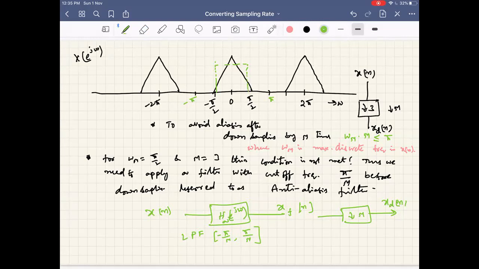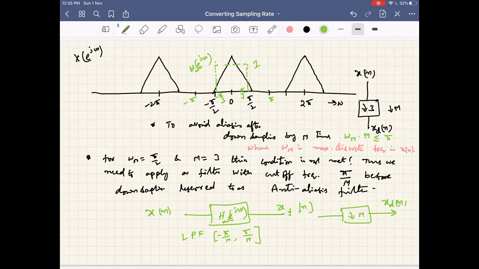Okay, it looks like this. Minus pi by 2, minus pi by 3, pi by 3 range. Okay, and the height probably is 1, we can put. This is H of e power j omega, right? So we should multiply them in frequency domain.